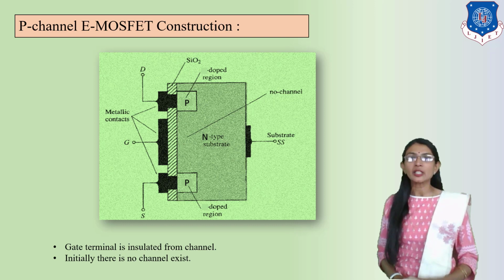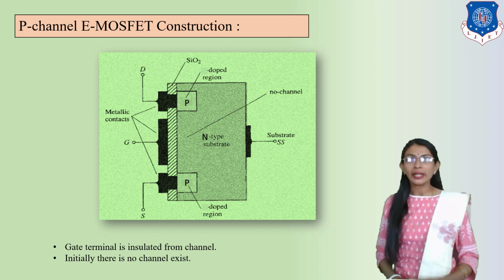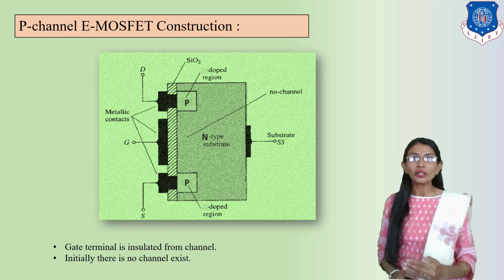Initially, there is no existence of the channel. That means we will have this construction without a channel. This is the main important thing to remember, that there is no existence of the channel between drain and source. The channel will be created later on by connecting the batteries or after connection of the biasing. Look at this, these are the metallic contacts between drain and source. The gate is always insulated by the SiO2 layer. Initially, there is no channel. These are the most important points for the E-MOSFET construction, right?